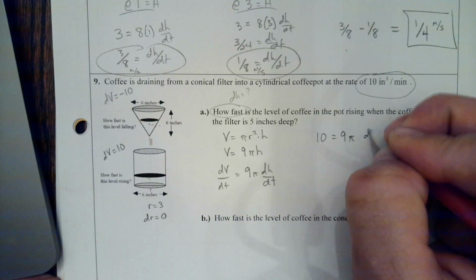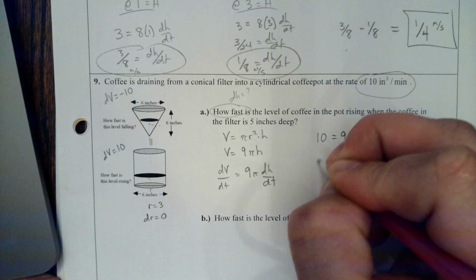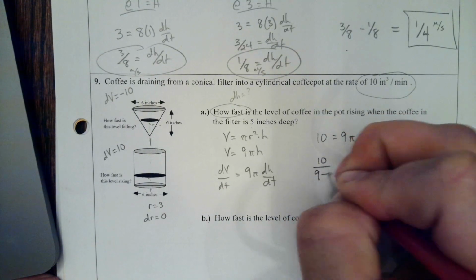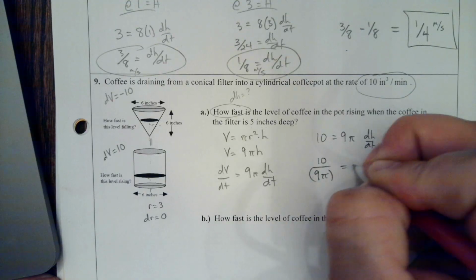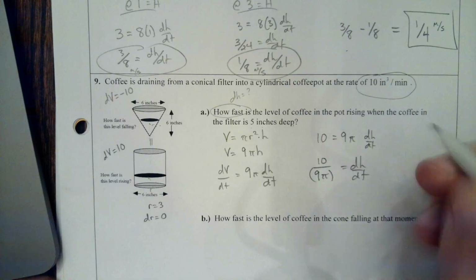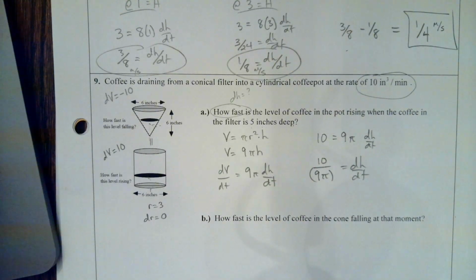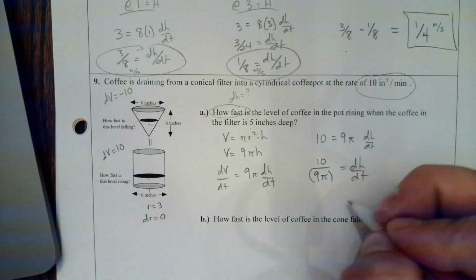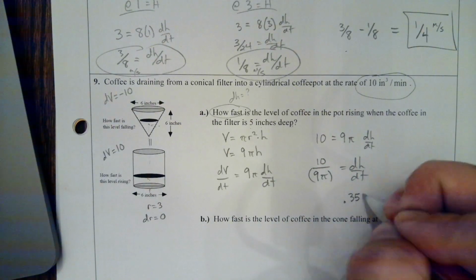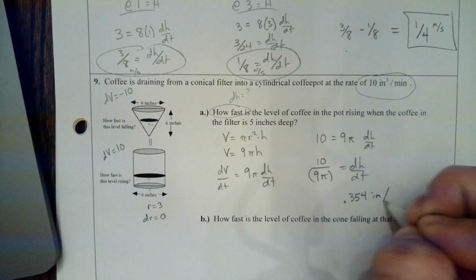And I'm looking for dH/dt. So the exact answer is 10 divided by 9 pi. But if I go ahead and round that to 3 decimals, I end up with 0.354, and that would be in inches per minute.